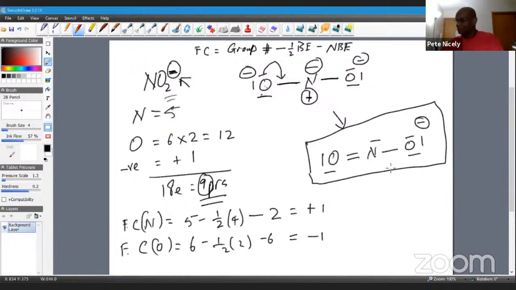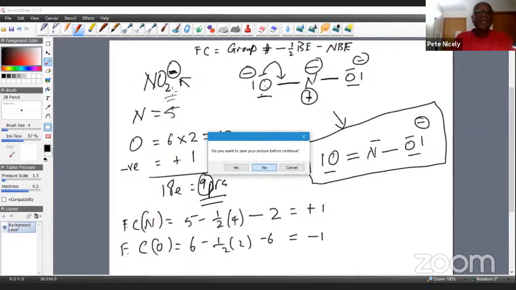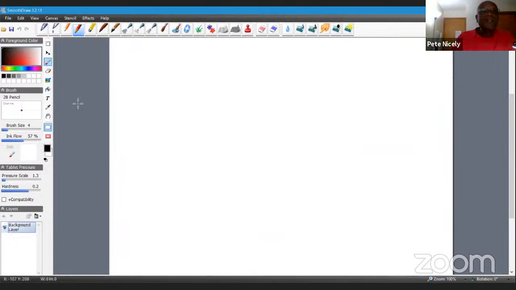Okay, so let's do another example. Let's see here. This example is going to be, okay. So let me clear this. And the example we're going to look at here is the carbonate ion. All right. So let's see if you can do this one on your own without any help from me. So what would be the first step? Anybody?